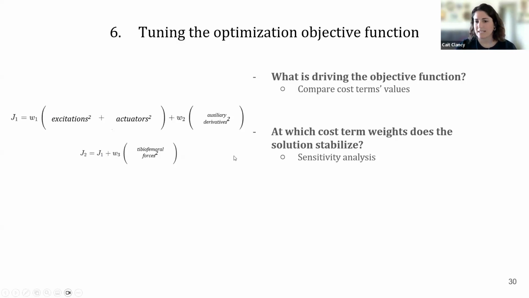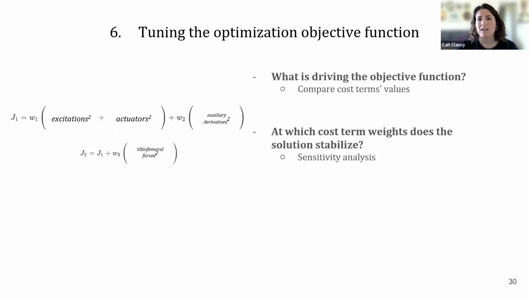And when we were selecting W1, we put a bunch of different weights out there. You can try a weight of 100, a weight of 10, a weight of 1, a weight of 1 times 10 to the negative 10. You can try all of these weights, and as long as you get convergence, then we can compare the results and see when the solution stabilizes. And what does that mean?